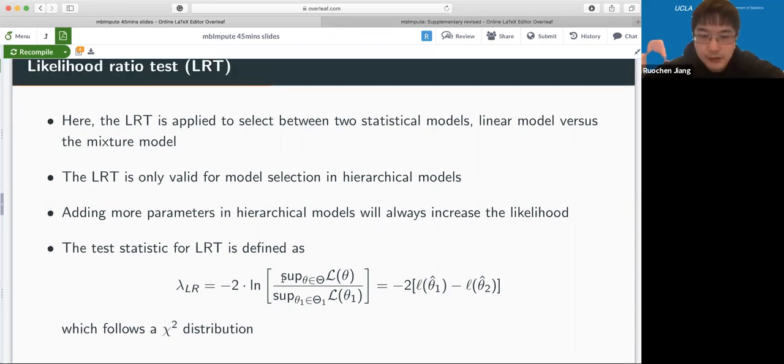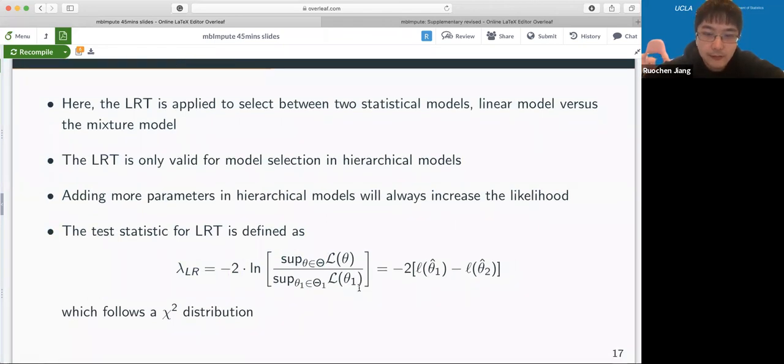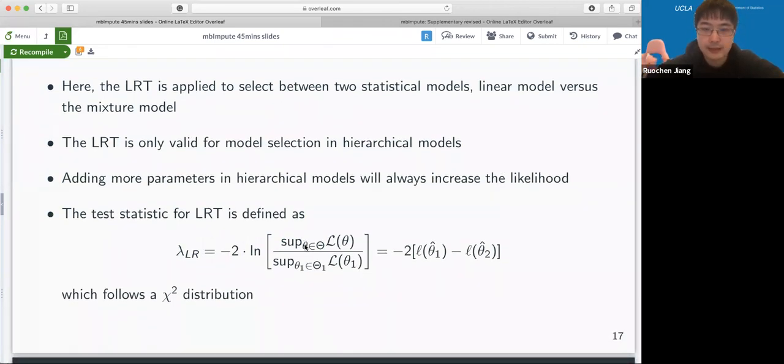The test statistic for the likelihood ratio test is defined as what the name suggests. It's the likelihood ratio. So we have one likelihood and the other likelihood. The sup here means the maximum, so we want to find the theta that maximizes the likelihood. As I said, we need to re-estimate those parameters and get the best fit from our model. And we have theta 1, which includes more parameters. Then this statistic will follow a chi-square distribution.